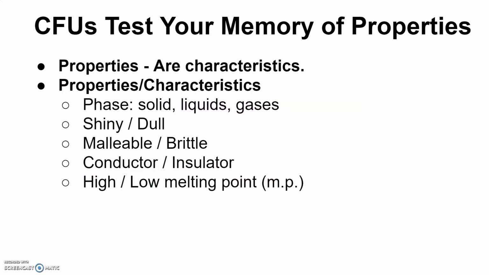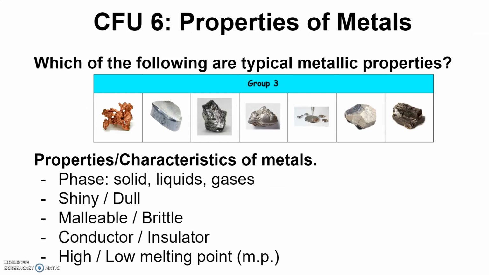So let's test your memory of those properties. This CFU will be used to test your memories. Which of the following are typical metallic properties? You're going to go through and check off all the ones that are properties or characteristics of metals. What kind of phase are metals typically? Are they shiny or dull, malleable or brittle, etc.? When you press play again, the answer will be revealed.